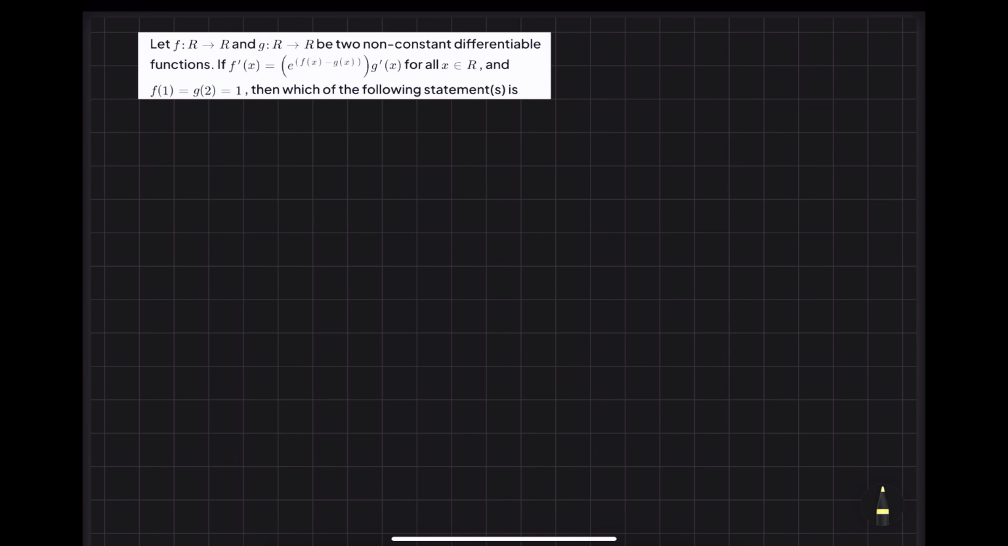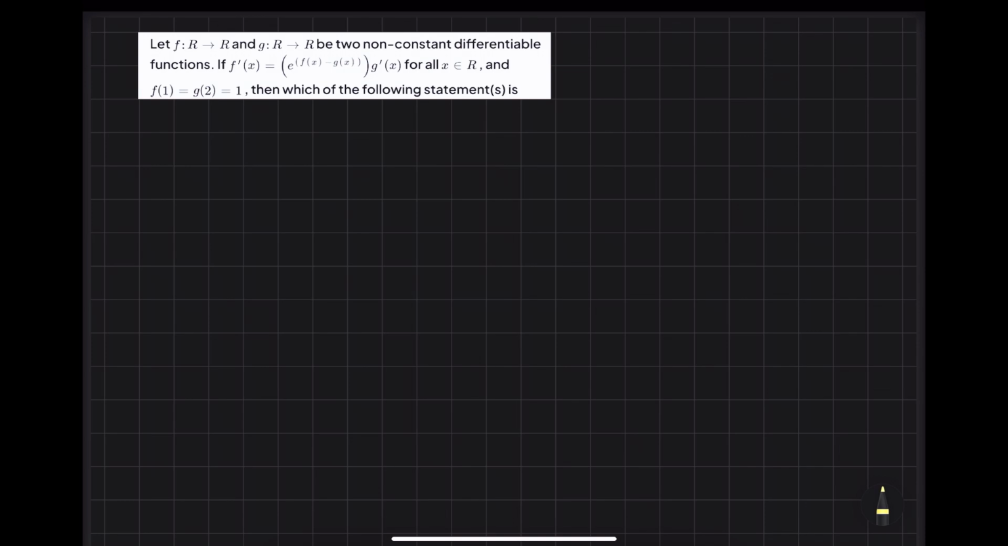Okay, so we have this situation. Let f defined from R to R, g defined from R to R be two non-constant differentiable functions. If f dash x is equal to e power f of x minus g of x into g dash x for all x belongs to real numbers, and f of 1 is equal to g of 2 equals 1, then which of the following statements is/are true?